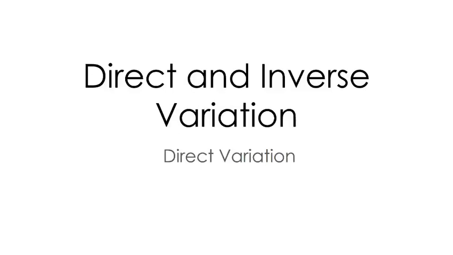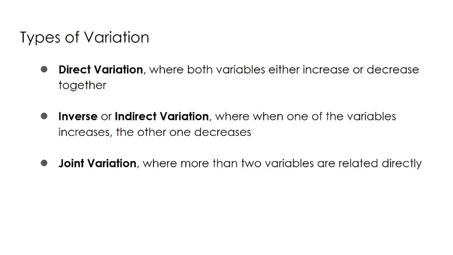In this video, we're going to introduce the idea of direct variation. So we're going to define it, and then we'll do one example of direct variation. So we have three types of variation. We have direct variation, inverse, and joint.